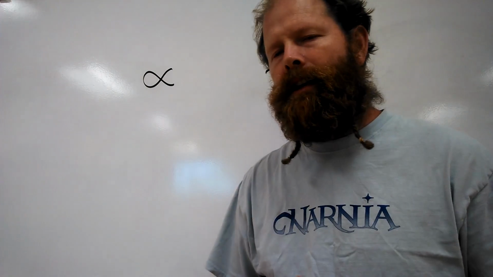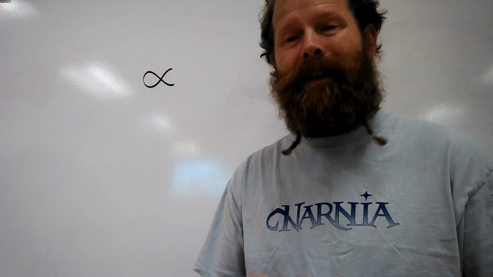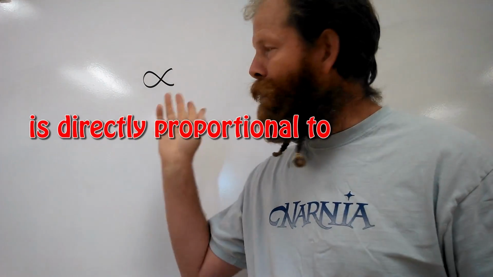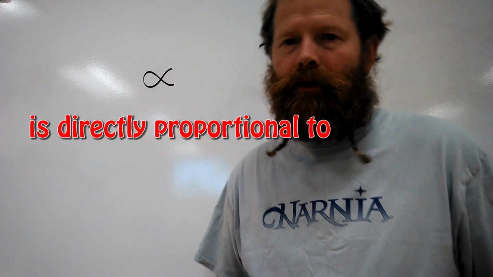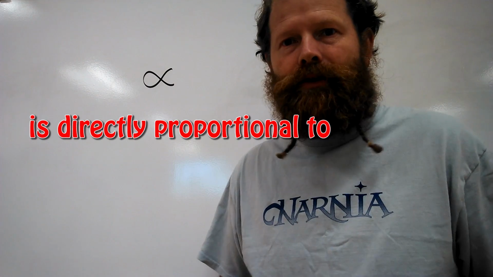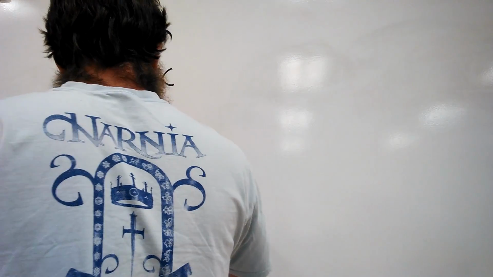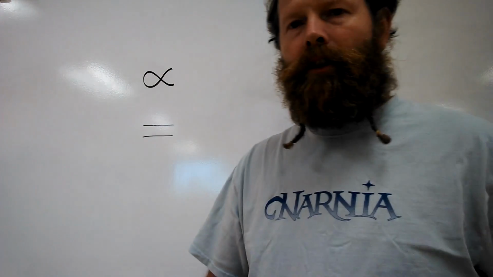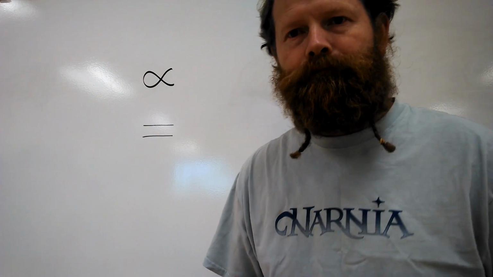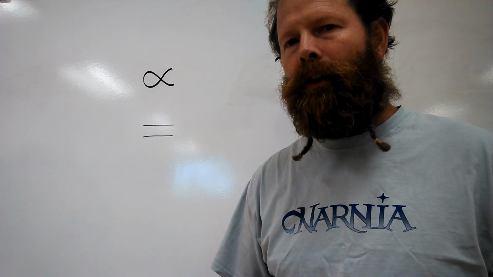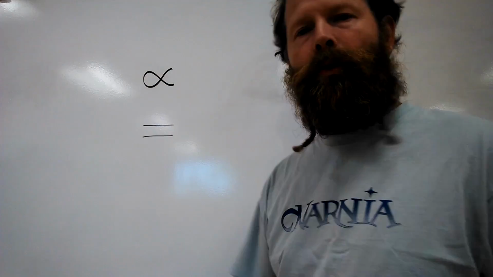Alpha is a symbol that essentially means is directly proportional to. So whenever you see that in an equation, you would say to yourself, is directly proportional to. Just like if you see this symbol, you say is equal to. Okay, so is directly proportional to. Now, how does that relate to equals?